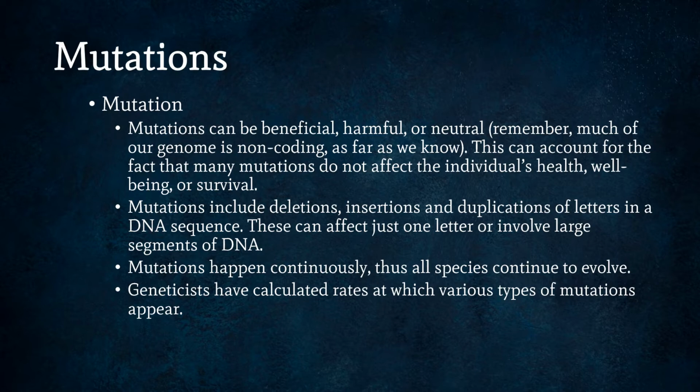So many mutations don't affect an individual's health, well-being, or survival. And mutations are happening with every generation. So keep that in mind as well. Mutations include deletions, insertions, and duplications of letters in a DNA sequence. These can affect just one letter in the sequence or involve large segments of DNA or even chromosomes. Mutations happen continuously, thus all species continue to evolve, and geneticists can calculate rates at which various types of mutations appear.